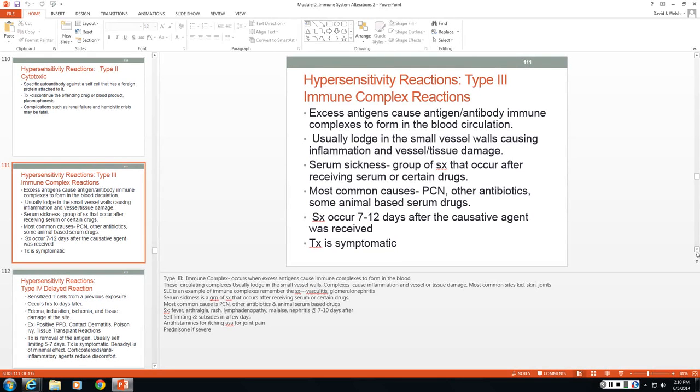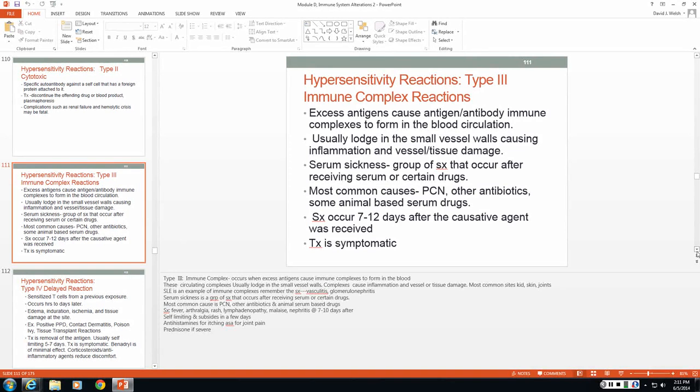SLE is an example of an immune complex. Remember, the symptoms are vasculitis, glomerulonephritis. Serum sickness is a group of symptoms that occurs after receiving serum or certain drugs. Now, your most common cause for type 3 is going to be penicillin or other antibiotics and animal serum-based drugs.